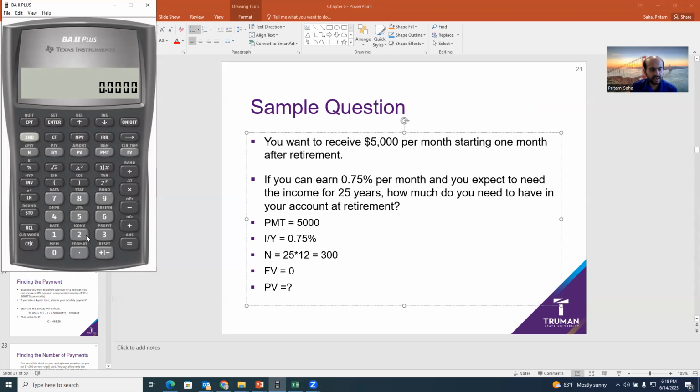So again, N is 300. Rate of return is 0.75. Payment is 5,000. I'm receiving that, that's why it's positive. Future value 0. Compute present value: 595,808. So when I retire, if I have $595,000 in my account, which can earn 0.75% per month, then I can expect at the end of each month to receive $5,000 of cash flow. That's it.